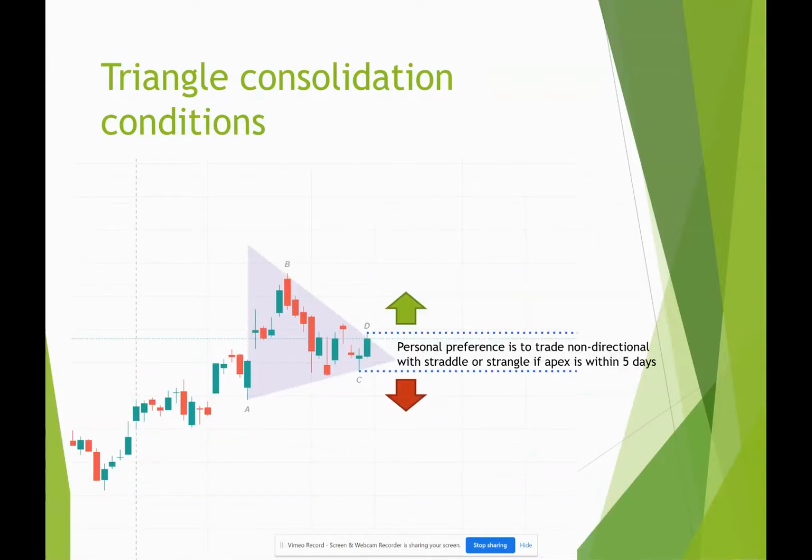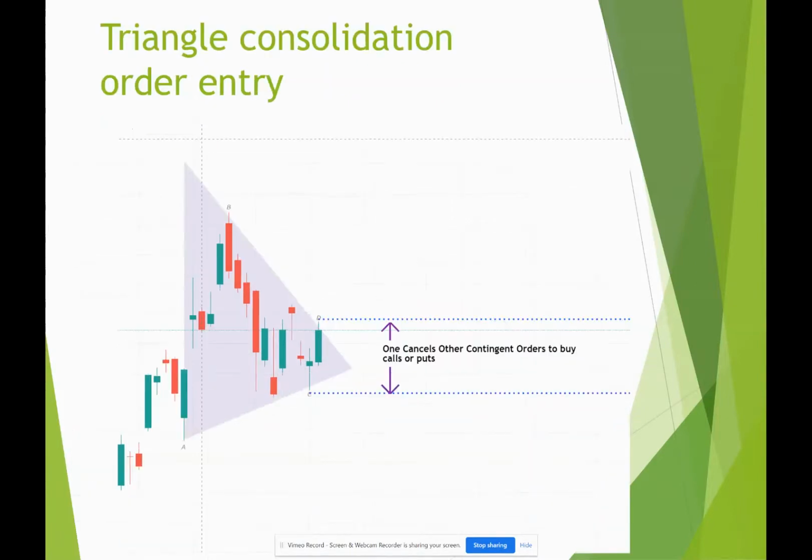That's actually one of the reasons that I prefer to go non-directional with either straddles or strangles, especially if the apex of that assumed triangle is less than 5 days out. But that's my personal preference. I'm really only going to cover the directional side of things, because straddles and strangles get into a little bit more complexity. It's something that we go through in the swing trading course. So again, one cancels other contingent orders to buy calls or puts.